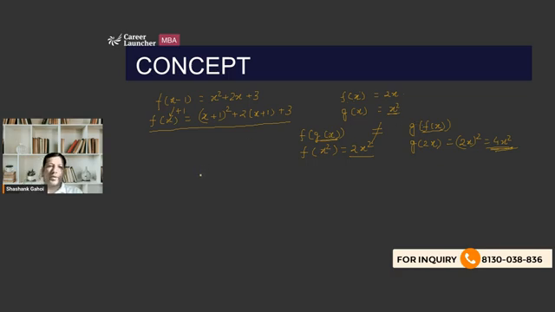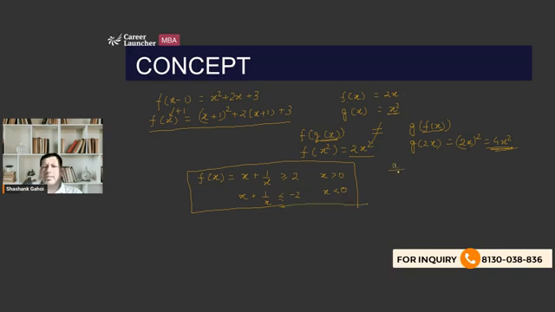Now there are a couple of functions that I think you should remember. There is this function, x plus 1 upon x. This function is always greater than or equal to 2 if x is positive, and this function is always less than or equal to minus 2 if x is negative. This is a very important point, and this is something that has been used multiple times in CAT. So always take care of it.